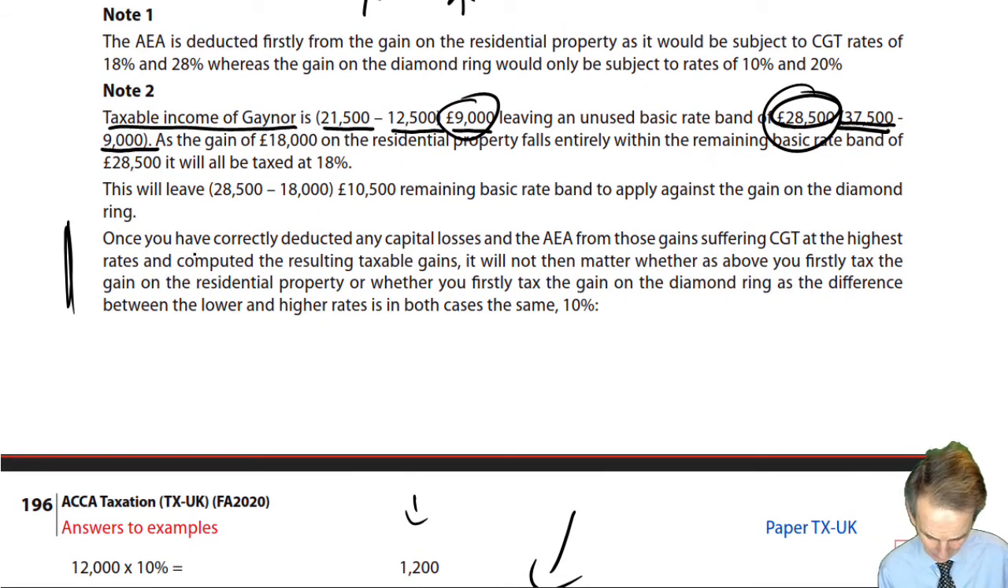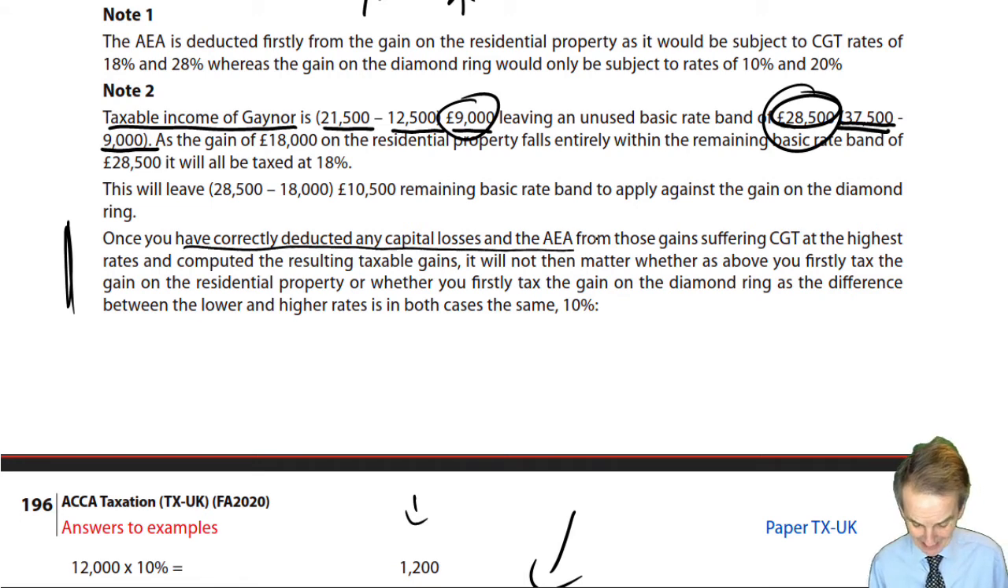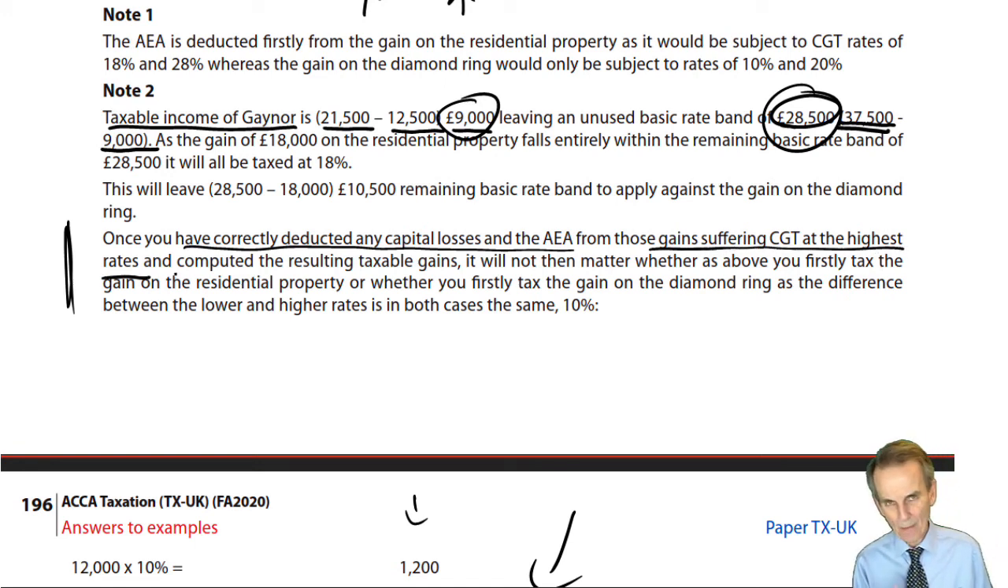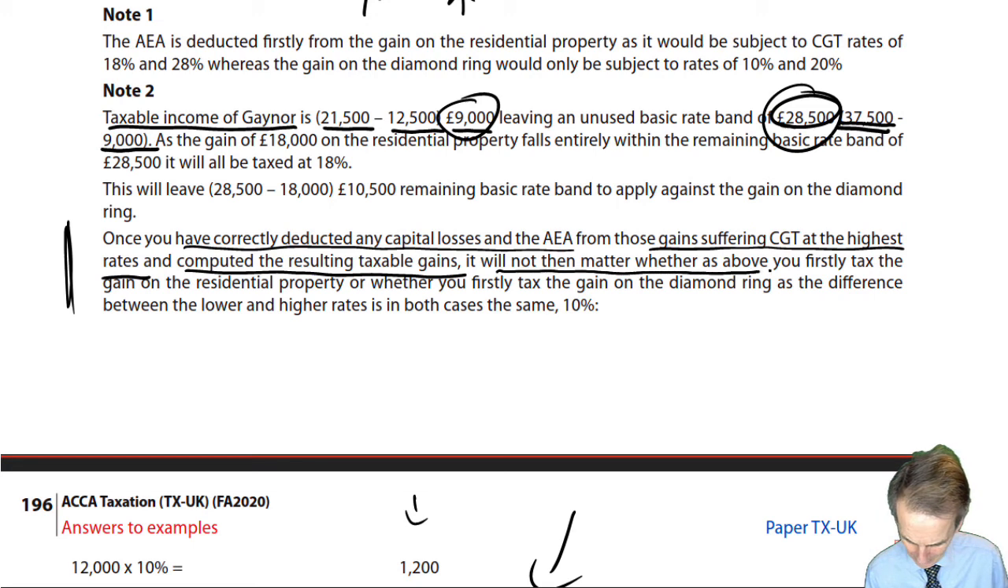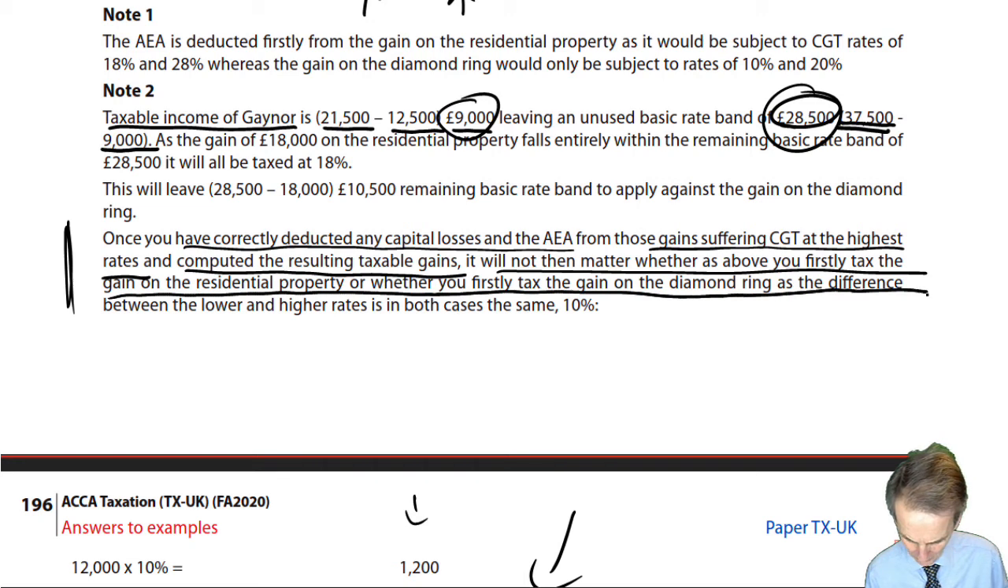It says here, once you've correctly deducted any capital losses and the AEA from those gains suffering CGT at the highest rate, which we made the point we must do, and we've computed the resulting taxable gains, it will not then matter whether, as above, you firstly tax the gain on the residential property or whether you firstly tax the gain on the diamond ring.